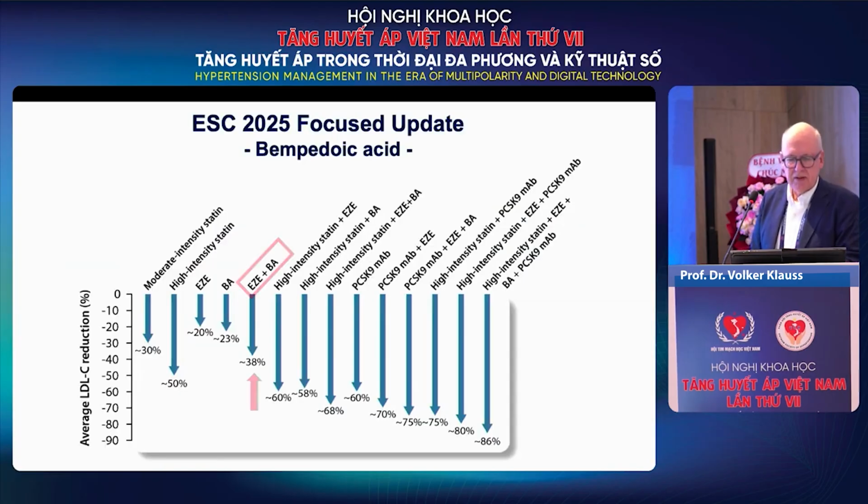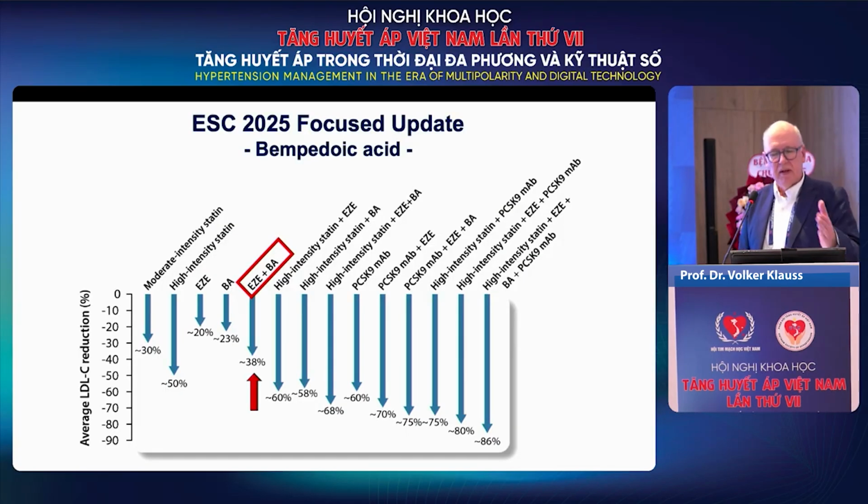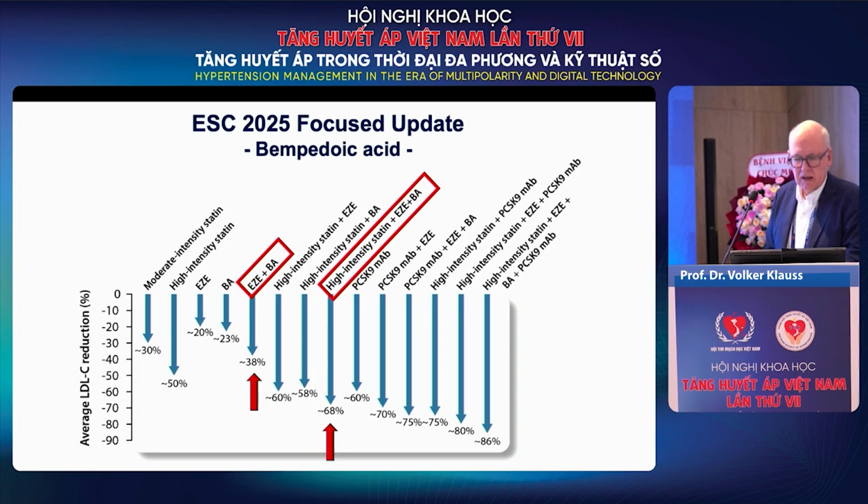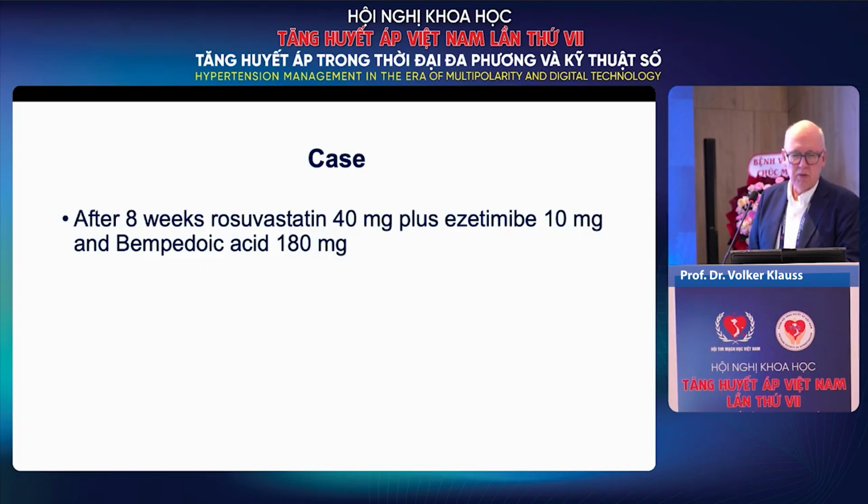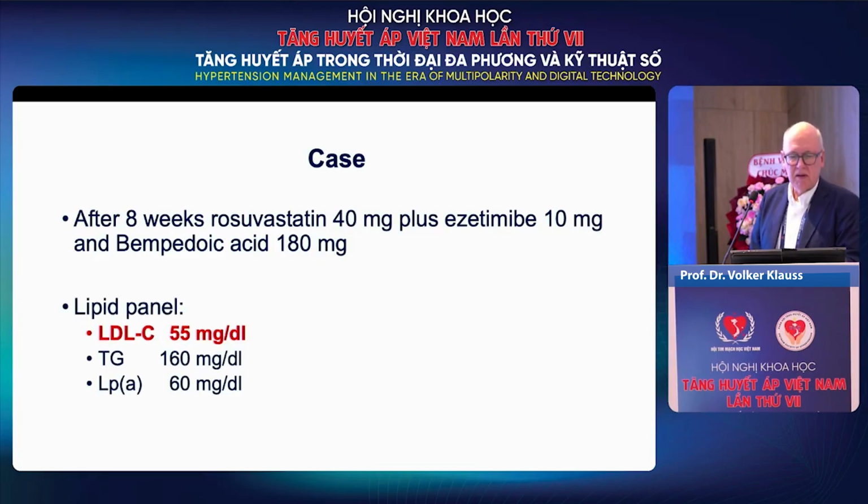And again, you can see in this scheme that when you add bempedoic acid, you can achieve LDL lowering from 40 to about 70%. And this is really a great number. So after another 4 weeks in our patient, we had now at least the LDL-C reached of 55 milligram per deciliter.